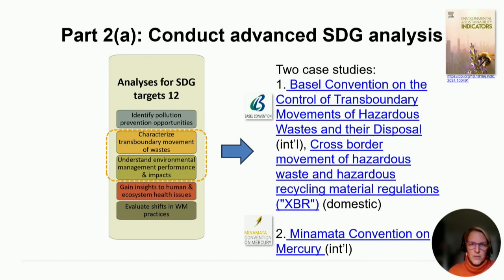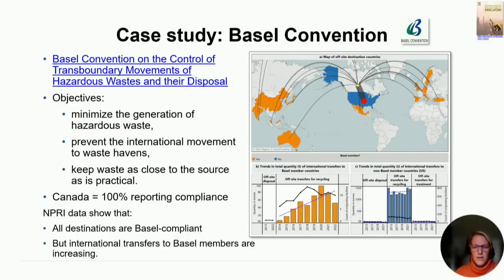For part 2 of this work, I wanted to show how NPRI transfers and disposal data could be used in more advanced SDG analysis. So in the paper, I discussed 2 international agreements named in the official SDG 12 indicator, namely the Basel Convention and the Minamata Convention, to see how NPRI could provide insights into transboundary movement of pollutants and waste, and thus the performance of these environmental policies.